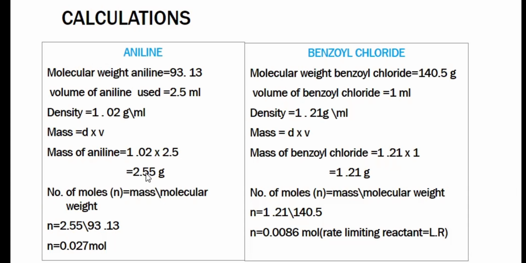Here the given mass is 2.55, molecular weight is 93. When you divide it, it will be equal to 0.027, and here the number of moles is 0.0086, and this should be 1 is to 1. If it is 0.027 here, then it should also be 0.027 there, but it is 0.0086. It means it is the rate limiting reactant. Because of this, the reaction will stop, and it will limit the reaction. So we calculate the theoretical yield using this rate limiting reactant.